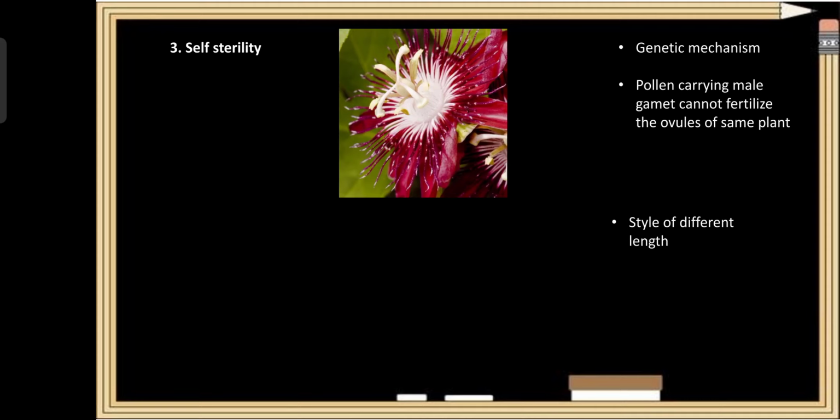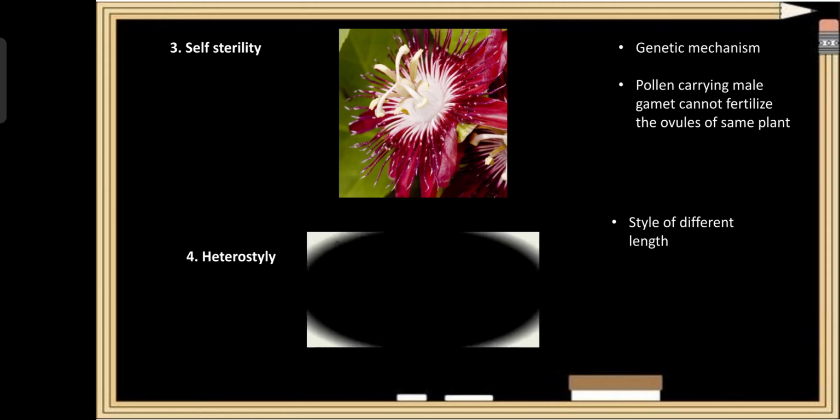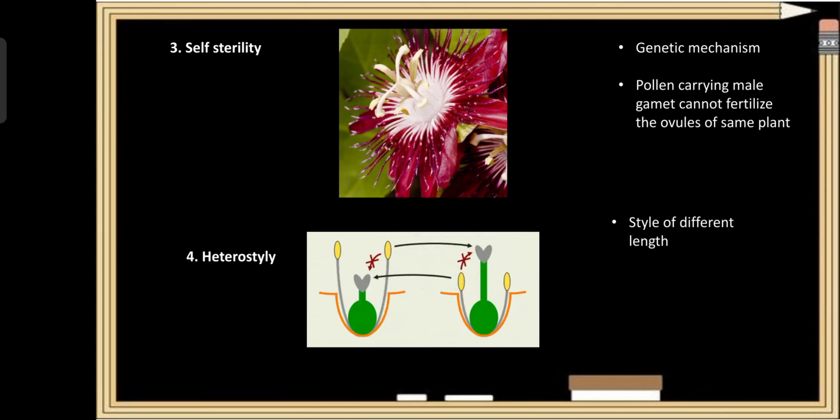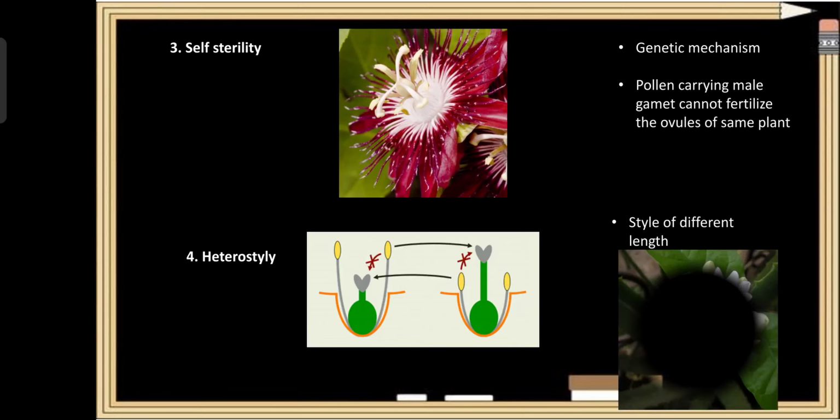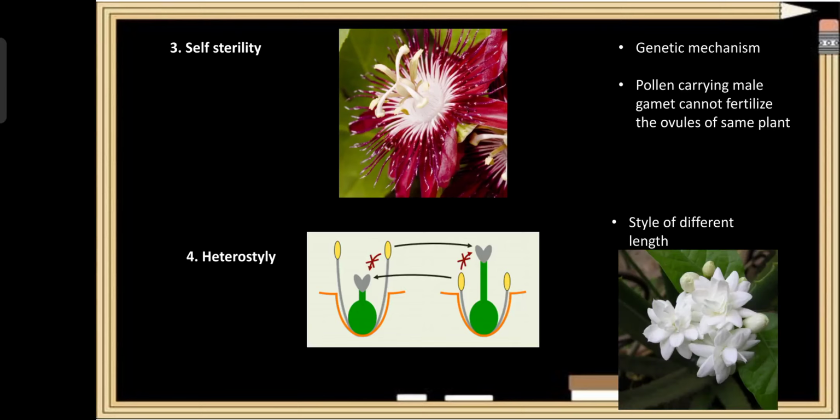Fine. The next one is called heterostyle. Here, when the plant bears flowers with different lengths of the style, it is said to be heterostyle. If you look here, in heterostyle, the plant bears flowers with different lengths of the style, and this is said to be heterostyle. The best example is the jasmine flower, and the other example is the oxalis flower.